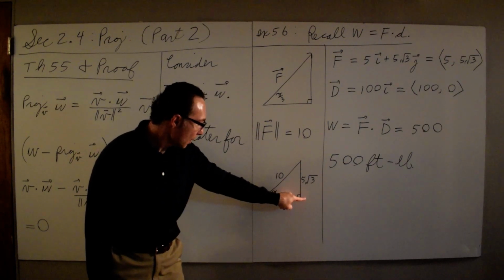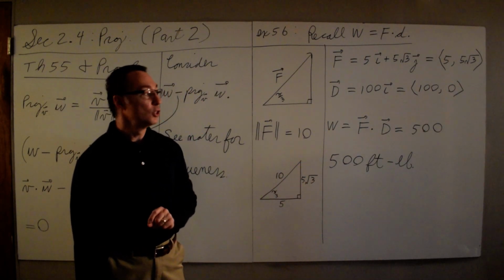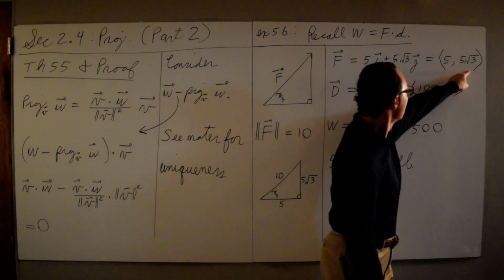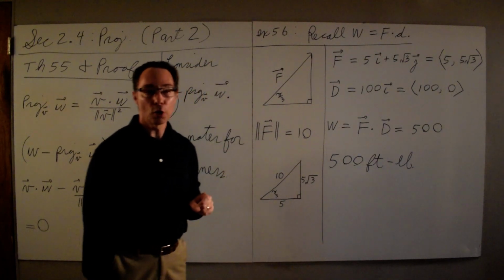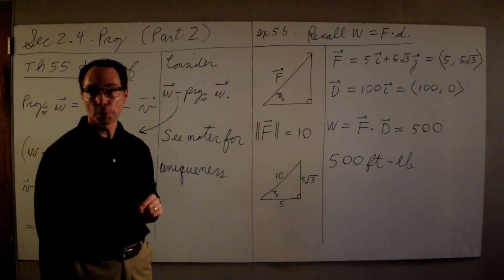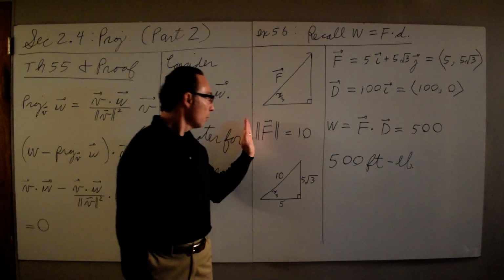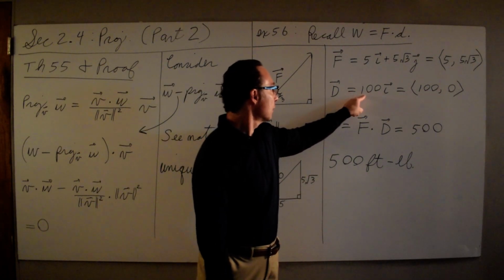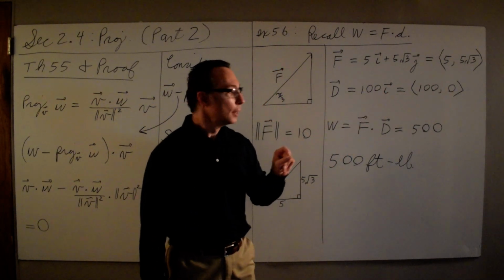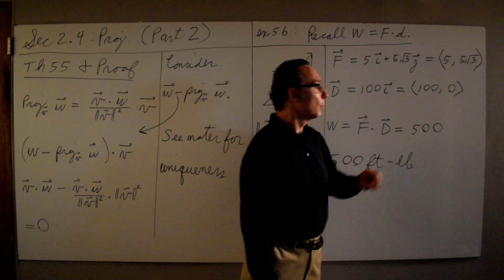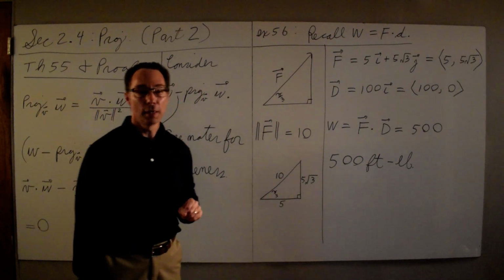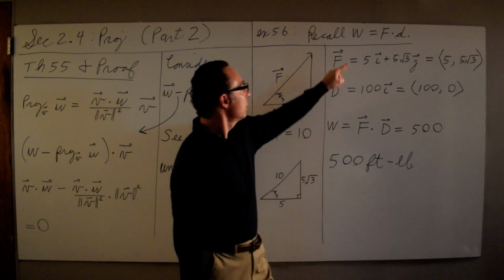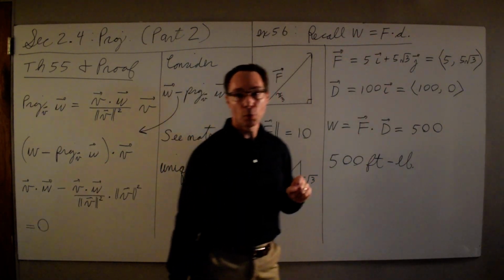So here's our 5i, our 5 square root of 3 j. And we can write it in component form this way. It'll make it easier to calculate the dot product. What's our displacement vector? Well, we pulled it 100 feet. And so the displacement vector is 100i, or writing it in component form, we just have the vector 100, 0. And so from Calc 1, work was force multiplied by distance.